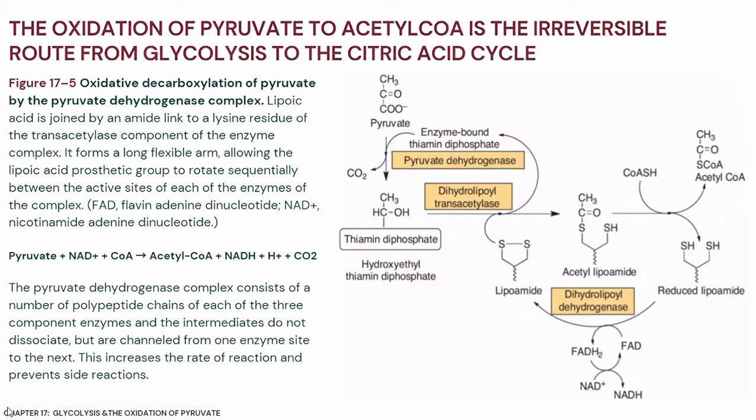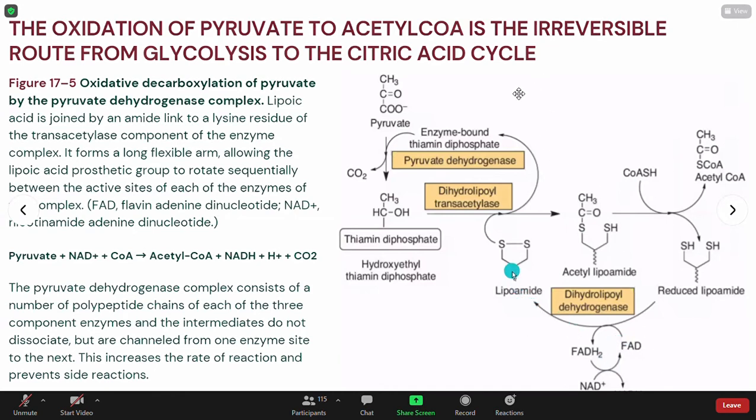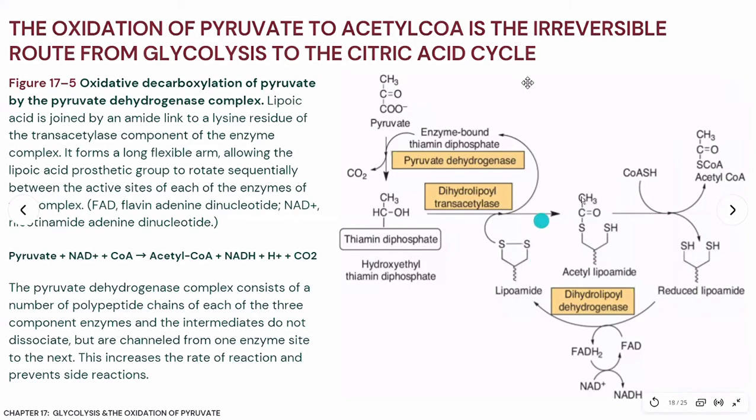Once the pyruvate enters the mitochondrion, pyruvate dehydrogenase inside the mitochondrion acts on pyruvate to transform it into acetyl-CoA. This pyruvate dehydrogenase is a complex. So remember thiamine diphosphate or pyrophosphate. It is hydroxyethyl thiamine diphosphate. Here is another one, lipoamide. Here is another from riboflavin. This is lipoic acid. And this is your coenzyme A.